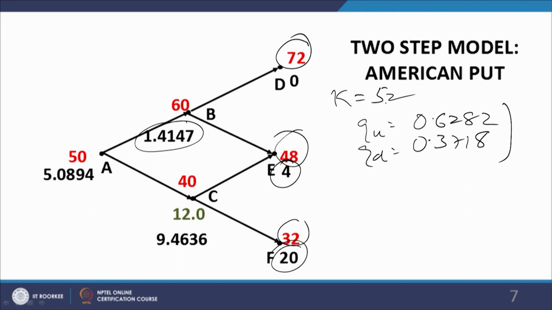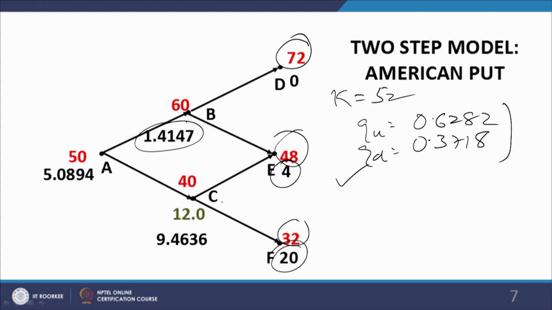We will ignore the value or the payoff that is arising out of the exercise of the option, because it results in a lower payoff. In this case, it is a 0 payoff. Now, let us look at the other scenario represented at the node C. The computed value at the node C, using the same formula as we have here, is 9.4636. The price of the stock at this point is 40, the exercise price is 52. Therefore, if I exercise the option at the node C, I will get a payoff of 12. The computed value is 9.4636.